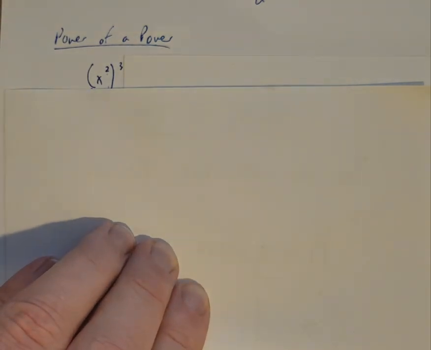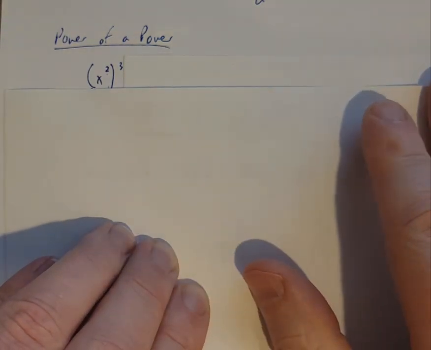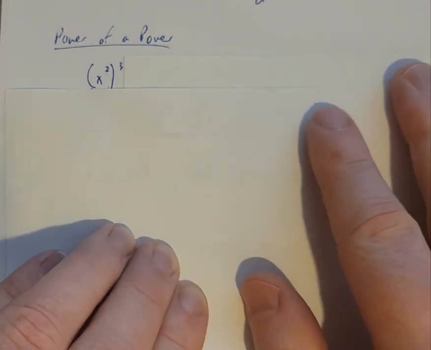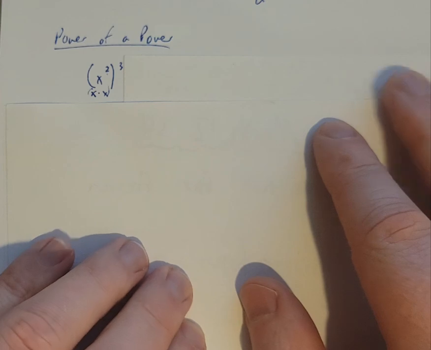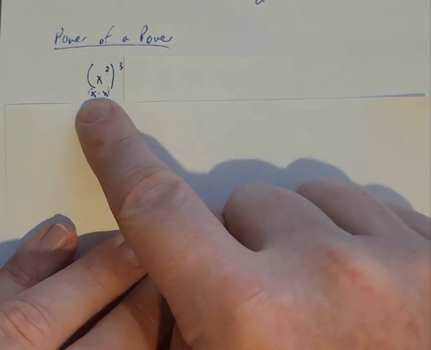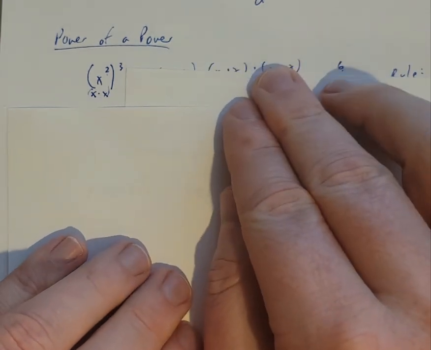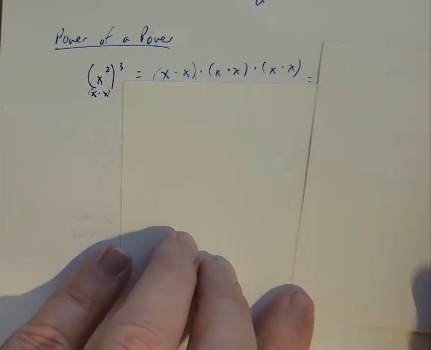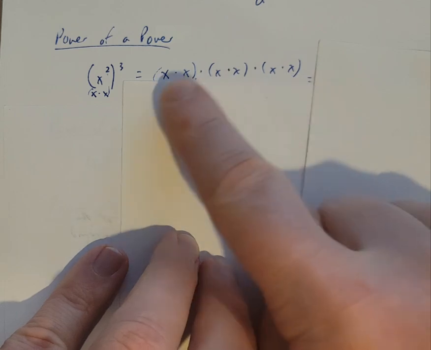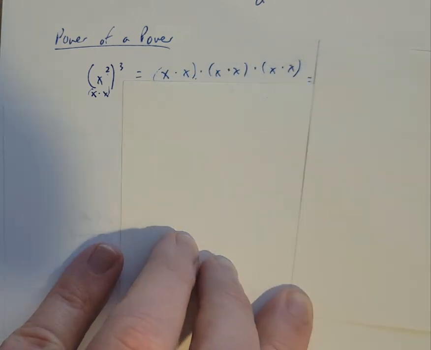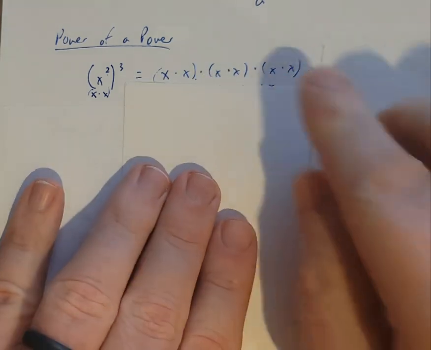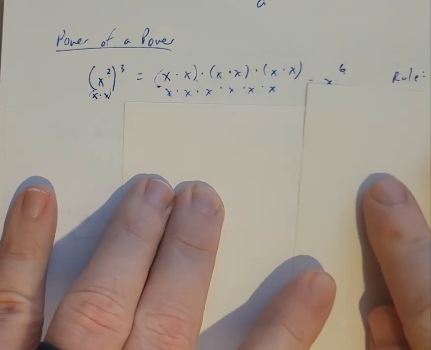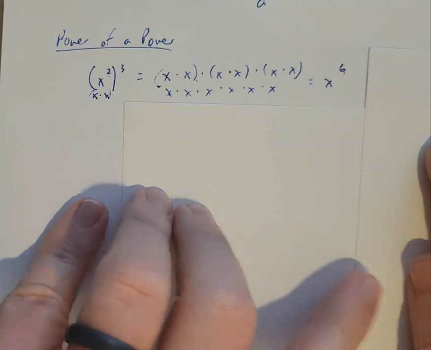Okay, continuing on in the 6-1 notes, we have x squared to the third power. X squared is x times x. We're raising that to the third power, so I need that base multiplied 3 times, which would look like this. If I'm multiplying these things, those parentheses are separating the bases, but functionally they're not doing anything, so I can rewrite this without the parentheses. And then I have x being multiplied 6 times, so we know that's x to the 6th power.